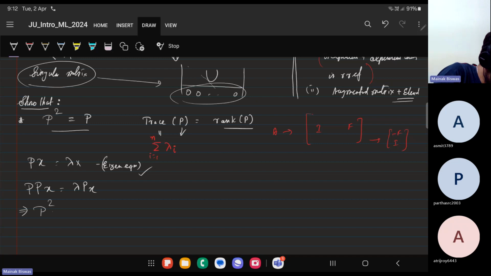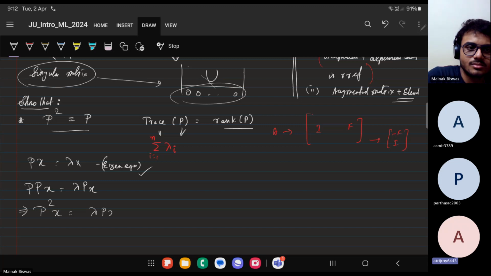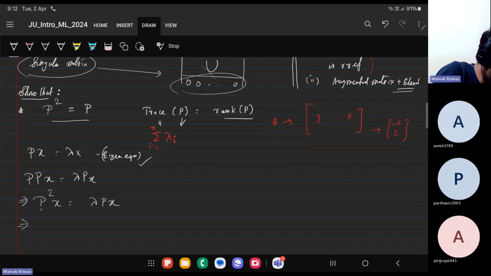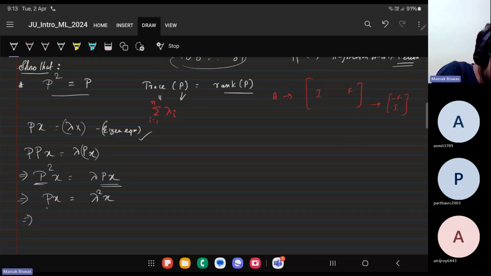So P squared x is equal to lambda Px. Yes or no? What is P squared? Again P. So Px is equal to, and Px is from the previous Px. What is the Px value? Lambda x. So lambda squared x. So P squared x is also equal to lambda x on the left-hand side. Yes or no?